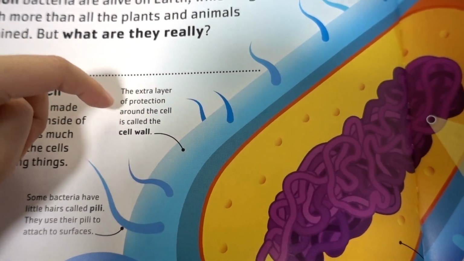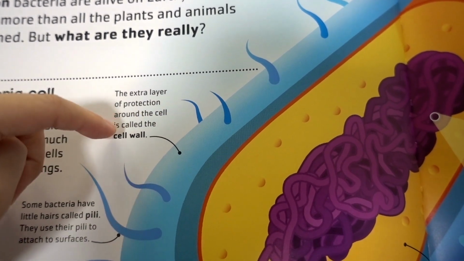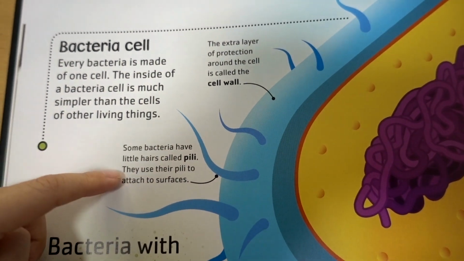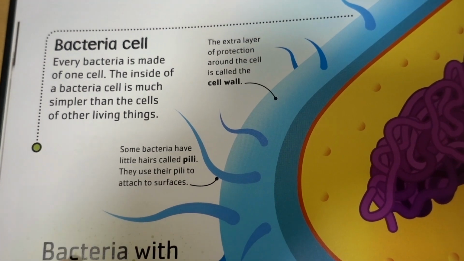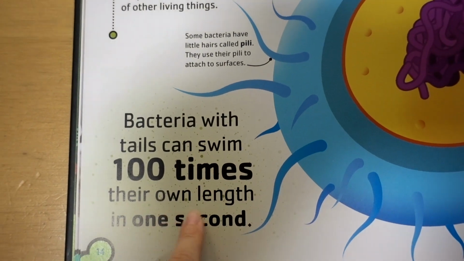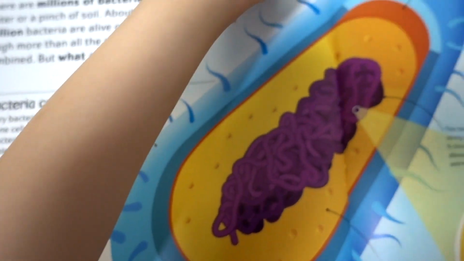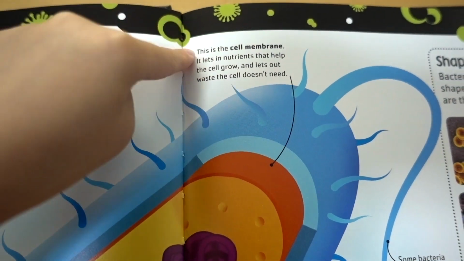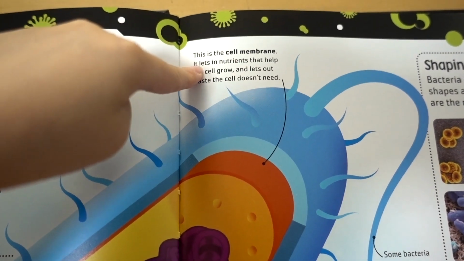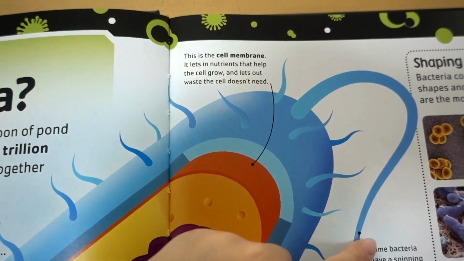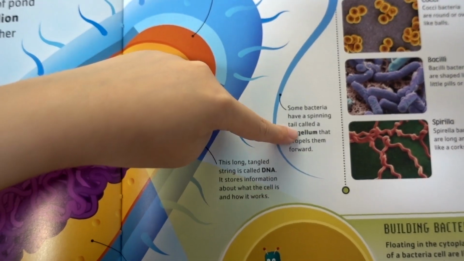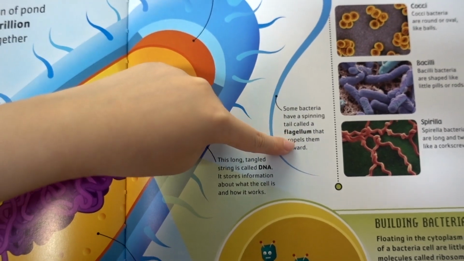The extra layer of protection around the cell is called the cell wall. Some bacteria have little hairs called pili. They use their pili to attach to surfaces. Bacteria with tails can swim 100 times their own length in 1 second. This is the cell membrane. It lets in nutrients that help the cell grow and lets out waste the cell doesn't need. Some bacteria have a spinning tail called a flagellum that propels them forward.